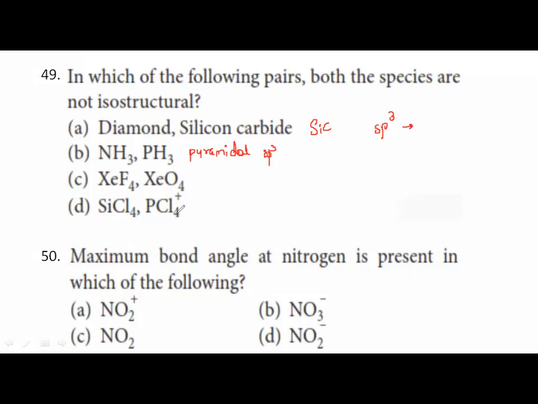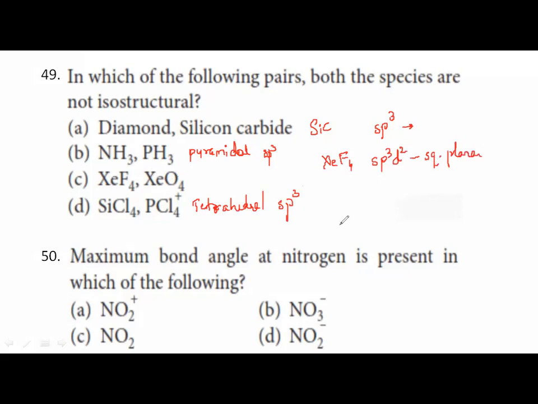SiCl4 and PCl4+, if you see, they are also tetrahedral because in these cases the hybridization is sp3. You can work it out and see. In case of XeF4 and XeO4, for XeF4 we have just seen that the hybridization is sp3d2. So the value comes 6. Hybridization sp3d2, so the structure is square planar.